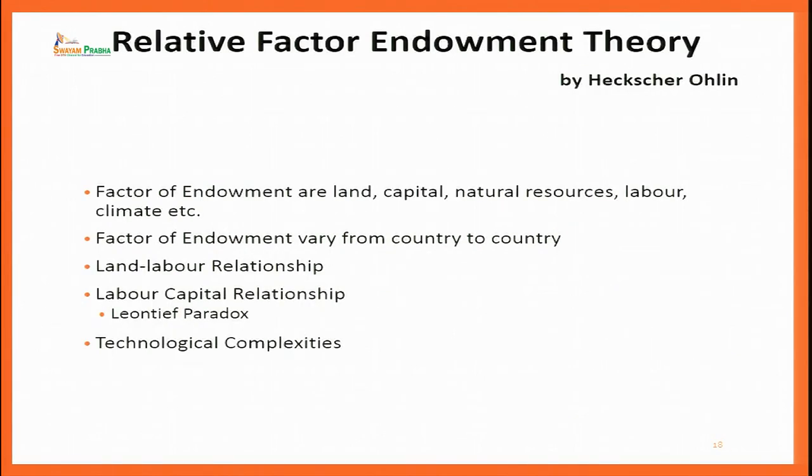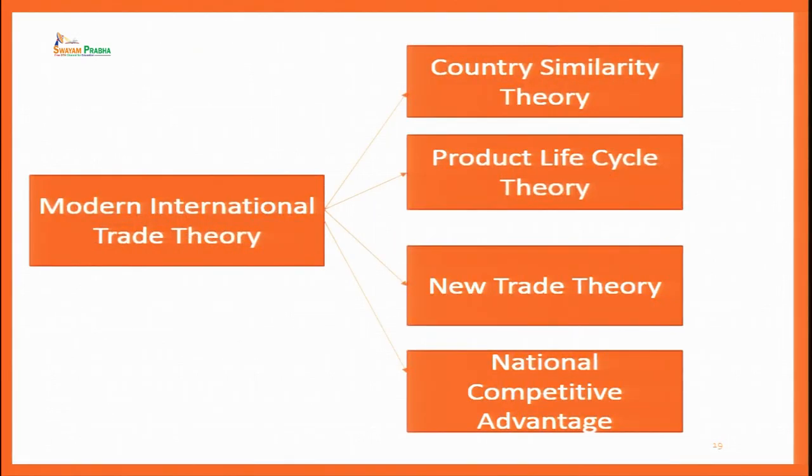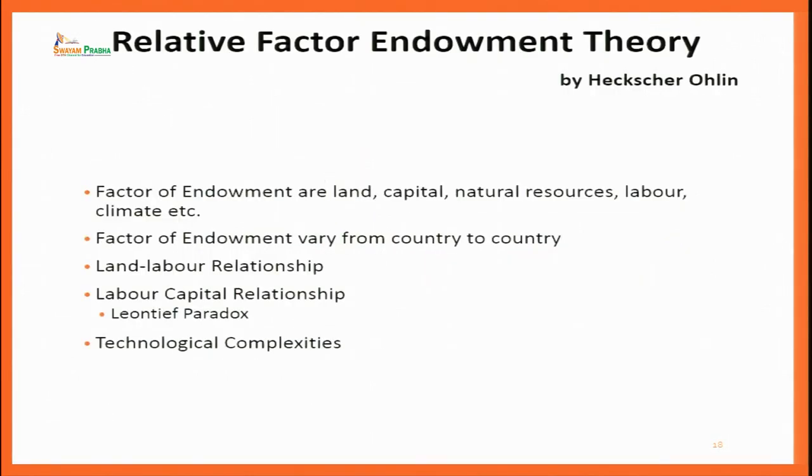Let's talk about another very important theory. That is the relative factor endowment theory, which talks about the various factors of production to be taken into consideration when you are deciding which particular product to be produced. So, this is the fourth type of the traditional international trade theory.